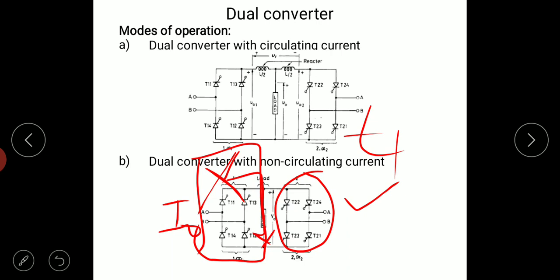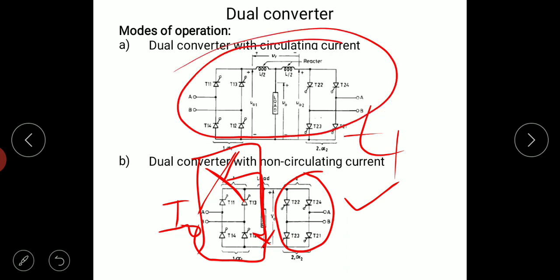So this will result in a sluggish response. It will be safe, there will be no circulating current, but the response will be sluggish. We will have to wait for a certain time period so that one converter gets commutated before the second converter is triggered. This was not the problem in the circulating current type because both converters can be triggered simultaneously.